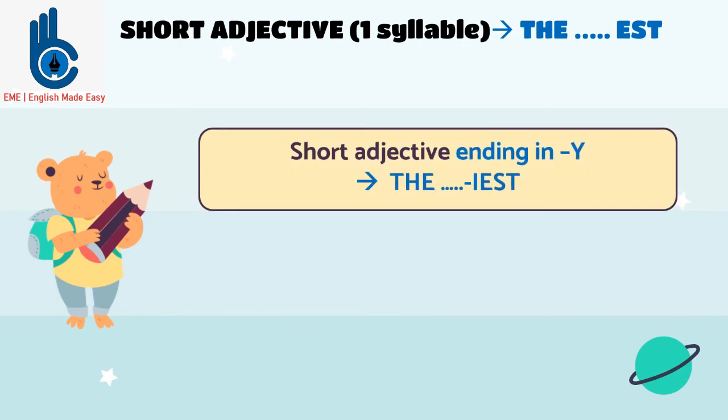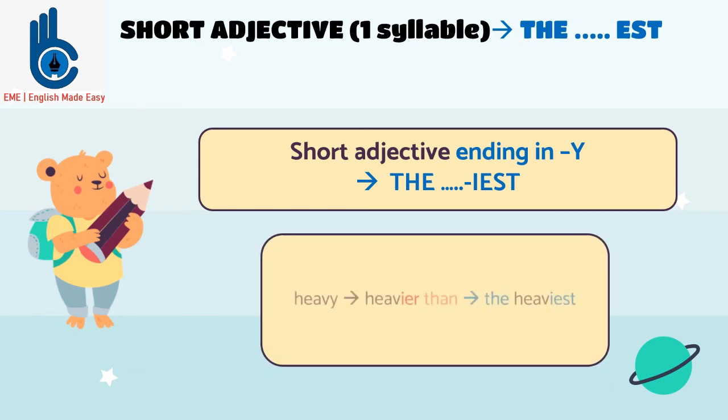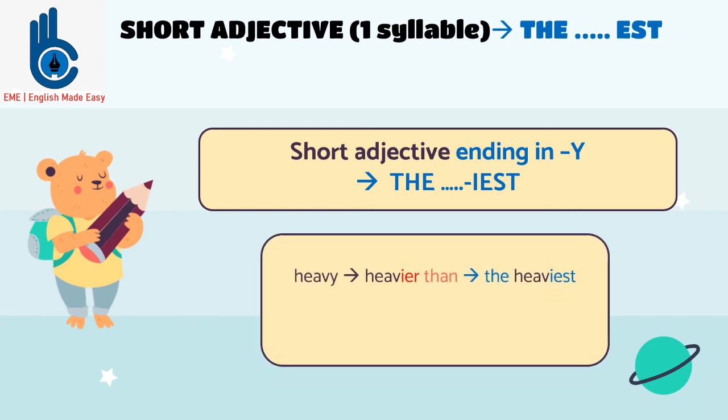Some short adjective ending with y. So to make superlative, you put the before the adjective and then add iest by omitting the y. For example, heavy becomes the heaviest, easy becomes the easiest, etc. Untuk beberapa kata sifat yang berakhiran dengan y, kita hilangkan y-nya, tinggal kita tambah i, e, s, t.